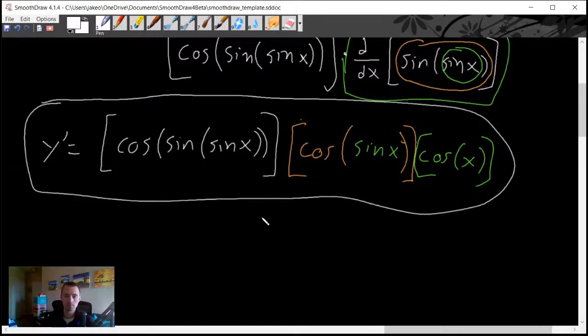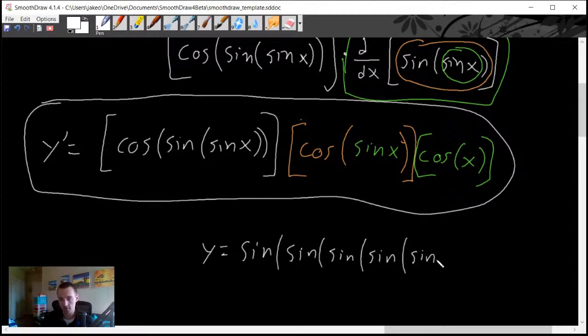This same method could basically be applied if you had even more layers, right? In this case, we just had three layers. Theoretically, we could do this exact same process with like five layers, like if we had y equals sine of sine of sine of sine of sine of x. And I know that seems crazy, but it's the exact same idea.